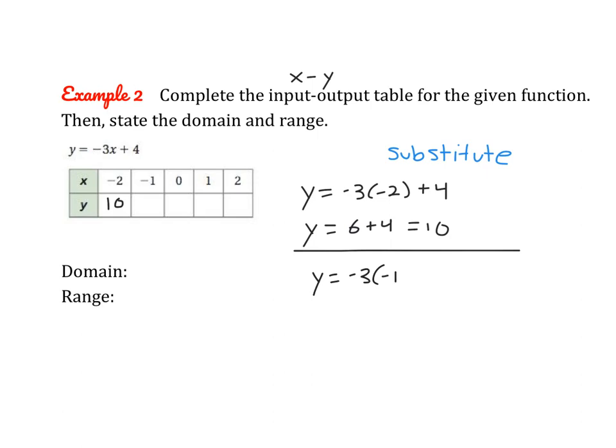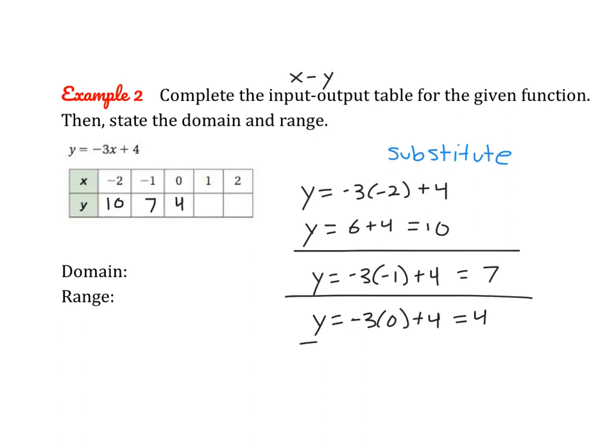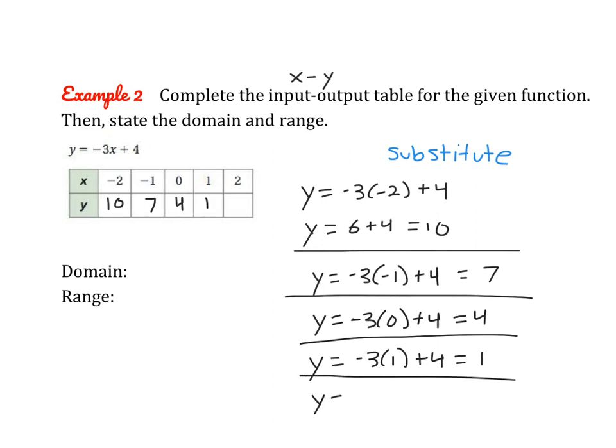Negative 3 times negative 1 plus 4. So negative 3 times negative 1 is positive 3, plus 4 is 7. Okay, let's do 0. Negative 3 times 0 is 0. 0 plus 4 is 4. Negative 3 times 1 is negative 3. Negative 3 plus 4 is positive 1. And last, negative 3 times 2 is negative 6. Negative 6 plus 4 is negative 2.